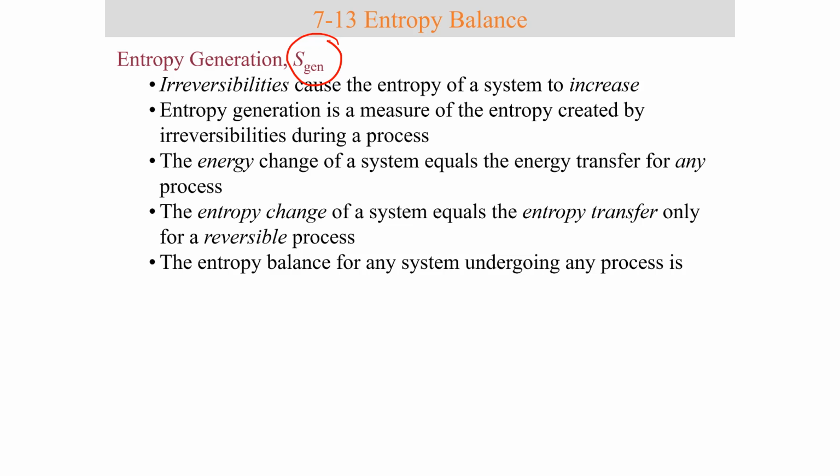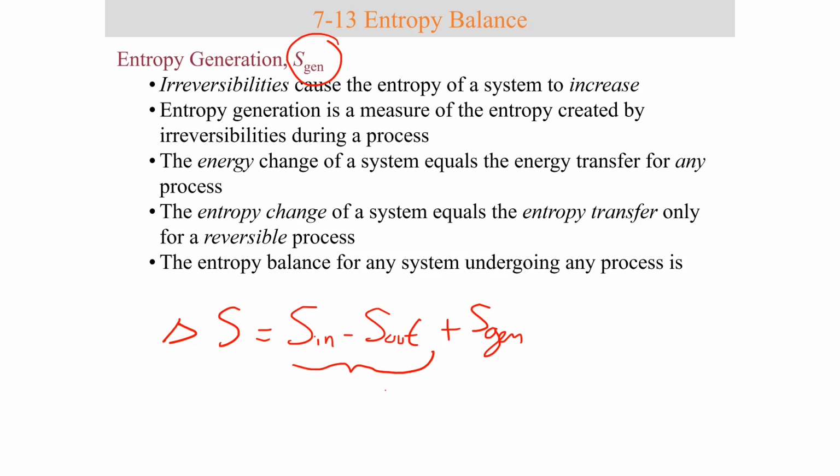So the energy change of a system equals the energy transfer for any process, whereas the entropy change of a system equals the entropy transfer only for irreversible process. And the entropy balance for any system undergoing any process is: the change in entropy is equal to the entropy transfer plus Sgen, where the entropy transfer is by heat and mass.